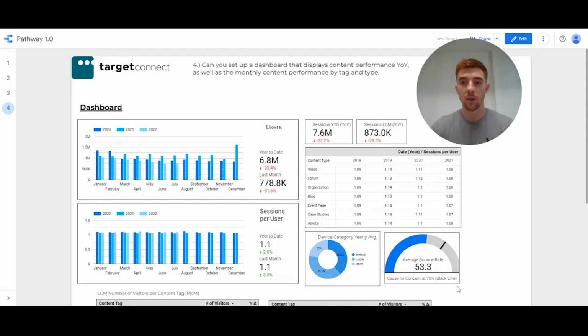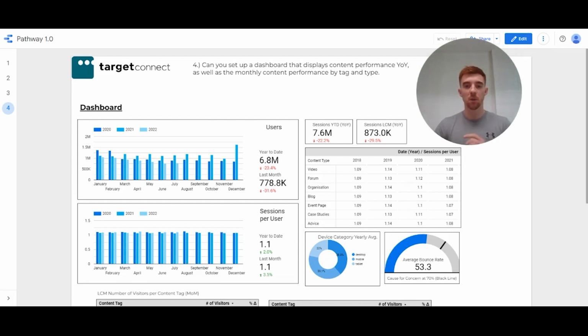So the first thing you'll notice in this dashboard that I've just created as a quick mock-up is that the users and sessions per user was made in a previous task. This is a prime example of that, and this is exactly what the task asked for. I've also included other stats to help bridge that gap that was missed in that first question. So I've got sessions year to date, with year on year comparisons. You can see it's at 7.6 million for the year, down 22% from last year. I've also done the same for the last calendar month.